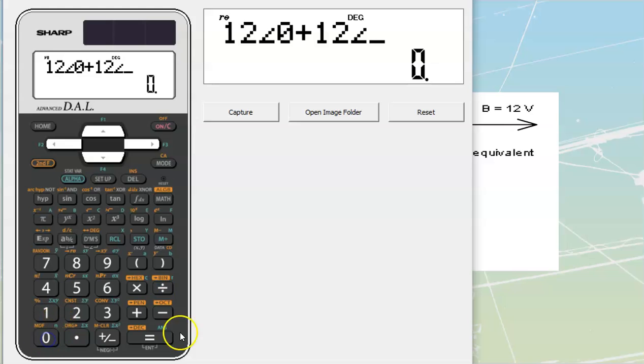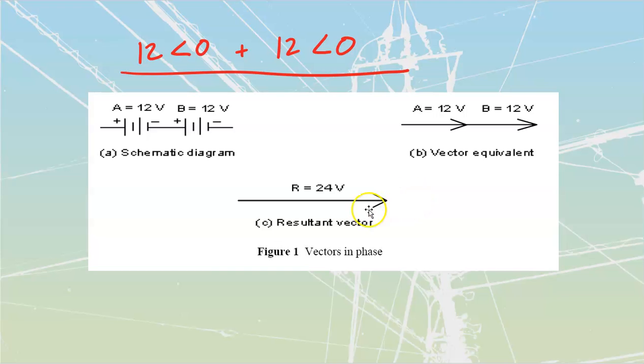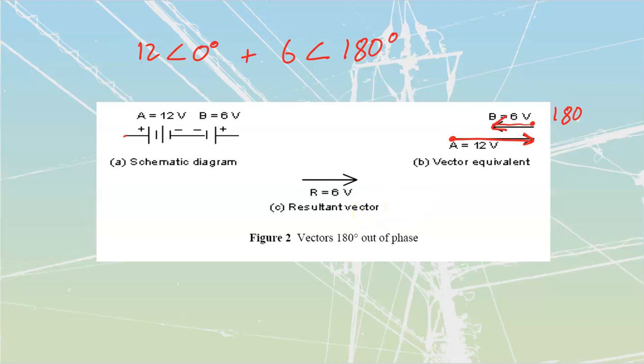Angle 0 equals 24. And if I go to this, it doesn't show me any angle because if they're all at angle 0, it just doesn't show anything up there. It just kind of looks at me and says, hey, you should know this. But it gives me that value, 24, right? That makes sense for what we had for our resultant over here. Let's try this one. 12 at angle 0 plus 6 at angle 180 degrees.